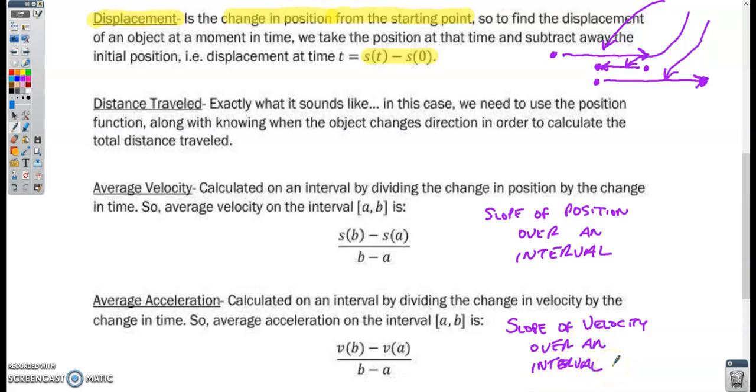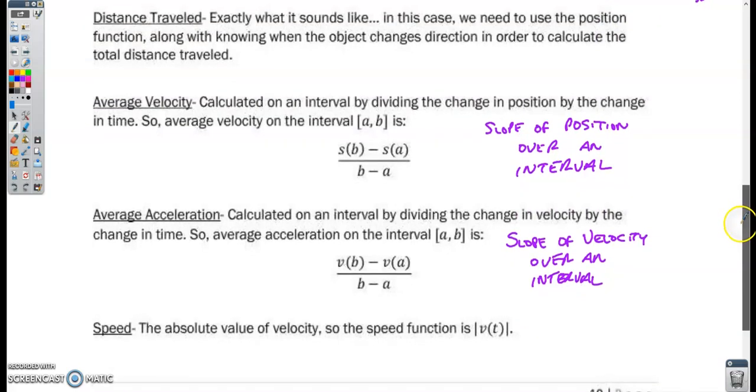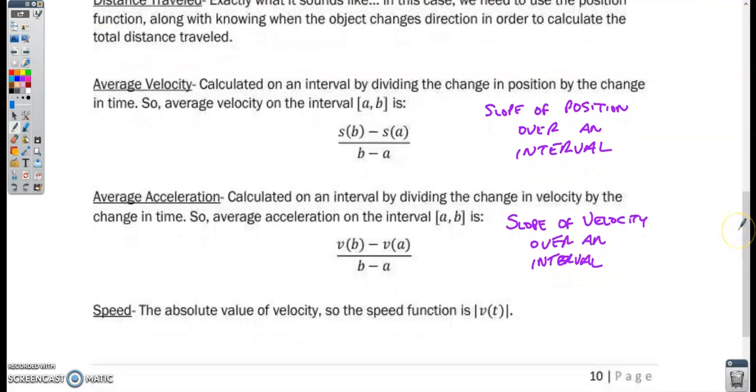Okay, let's see, one other characteristic here, speed. Speed is the absolute value of velocity, and so the speed function is the absolute value of the velocity function. And if we're ever trying to find speed of an object, we would find the velocity function and then put that thing in absolute value, and that would give us a function representing the speed.